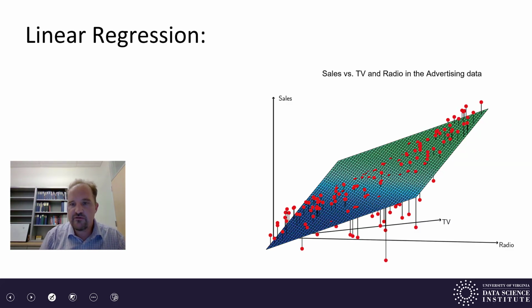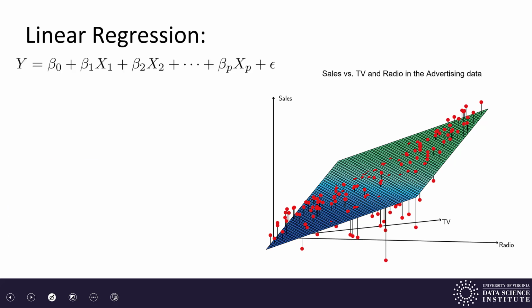We're more concerned in this course about cases where you have multiple input variables. So in this case, we're showing sales and an approximated linear relationship between the sales and the expenditures in TV and radio. The formula we use to describe this linear relationship is shown on the screen here.